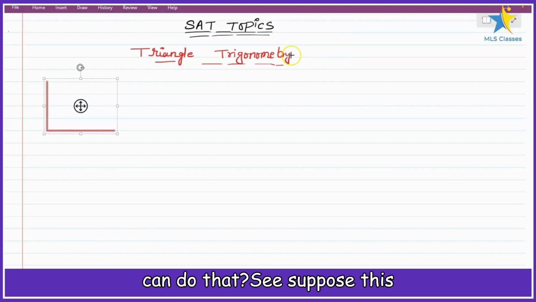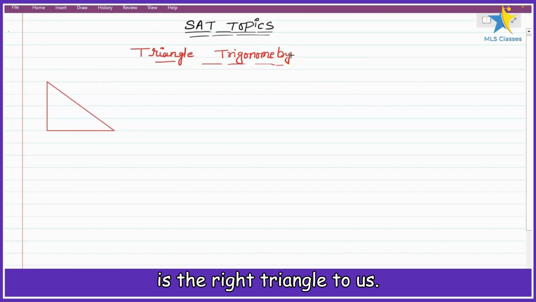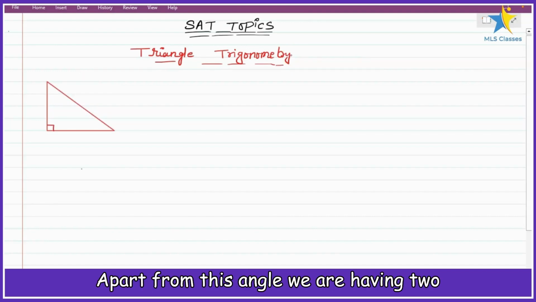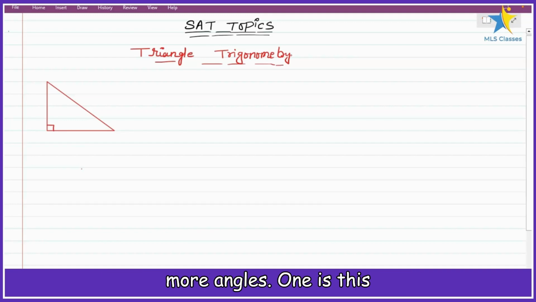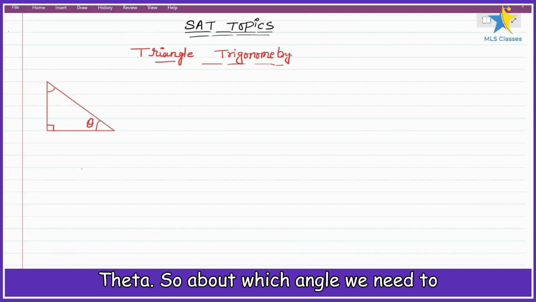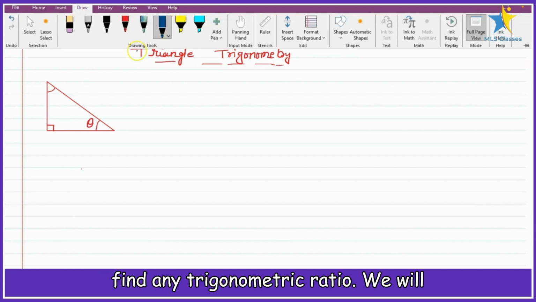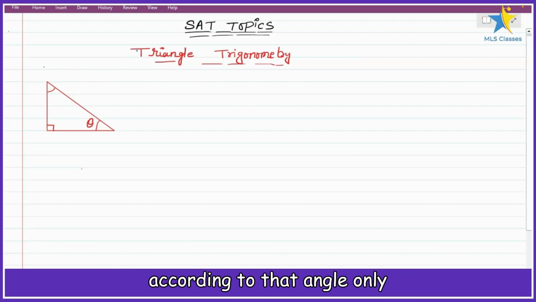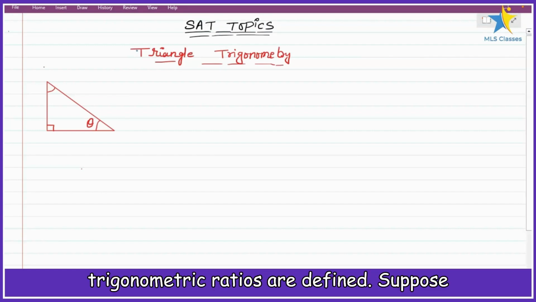Suppose this is the right triangle, then you can see this is the right angle. Apart from this angle, we have two more angles, one is this and one is this. Suppose this one is theta. The angle about which we need to find any trigonometric ratio, we will consider as the target angle. According to that angle only, trigonometric ratios are defined.